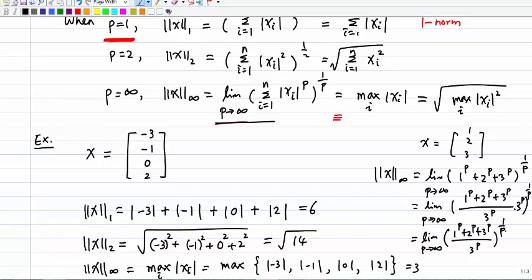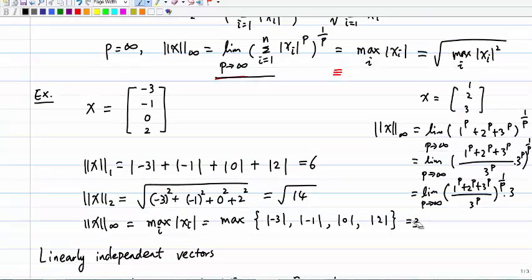And 1 over p. And this is 3p, 3 to the p. This is 1 over p, because this actually will cancel out. This is just the same as 3. Okay?